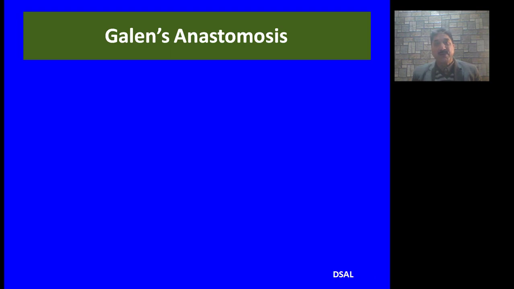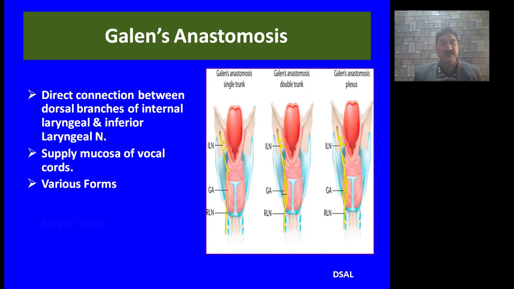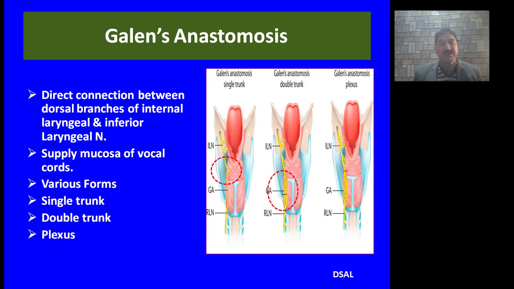What is the nerve supply of the mucosa over the vocal cords? Mucosa of the larynx over the vocal cords is supplied both by branches of the internal laryngeal and inferior laryngeal nerves through Galen's anastomosis, which is a direct connection between dorsal branches of the internal laryngeal and inferior laryngeal nerves. Galen's anastomosis supplies the mucosa of the vocal cords. There are various forms of Galen's anastomosis. It may be in the form of a single trunk, double trunk, or in the form of a plexus.